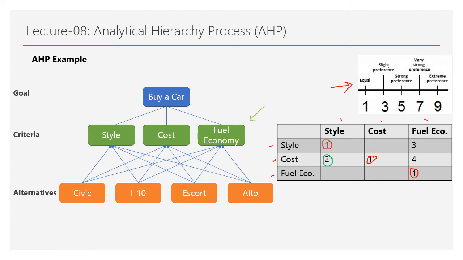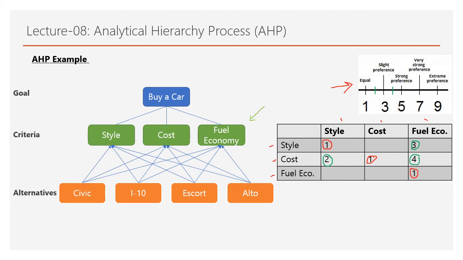And if we compare cost and fuel economy, cost is, let's say, important. This is the 4 here. It is between slight and strong importance over fuel economy in choosing the corresponding car. So this is how we did our comparison between the corresponding criteria. So now we have those comparisons: cost to style is 2, style to fuel is 3, and cost to fuel is 4. The empty cells that we are left with are just reciprocals, guys.